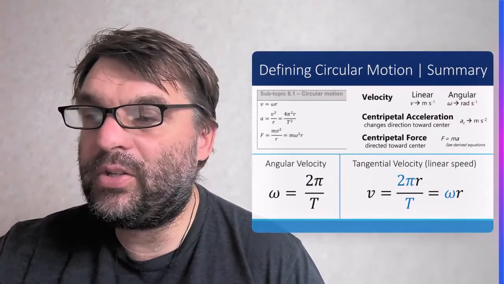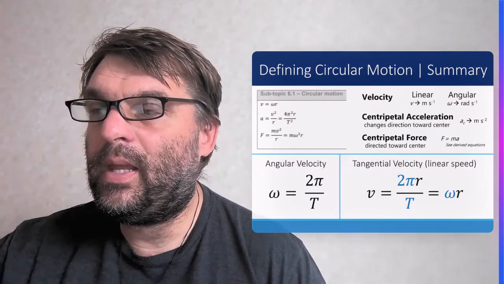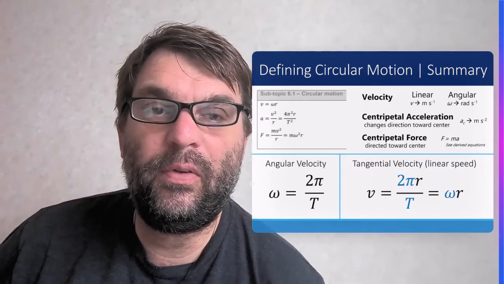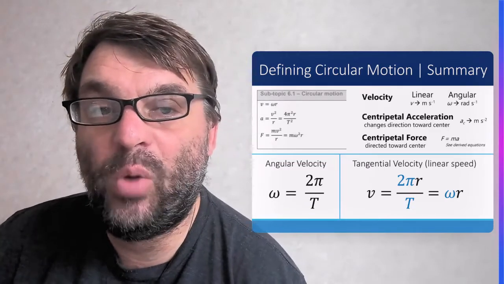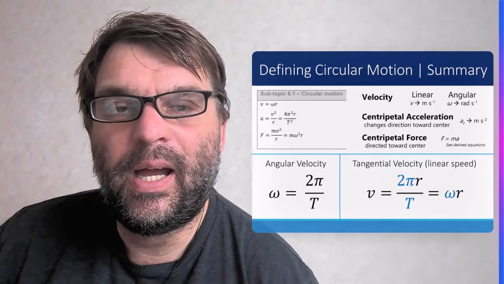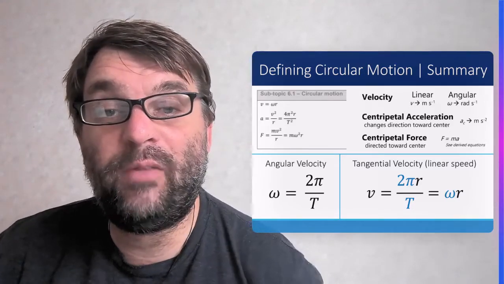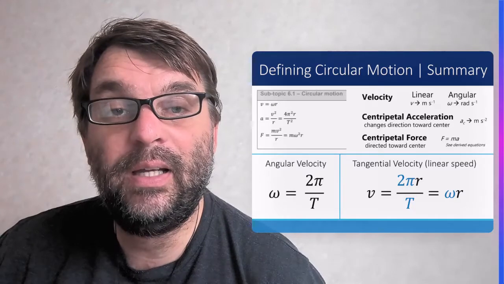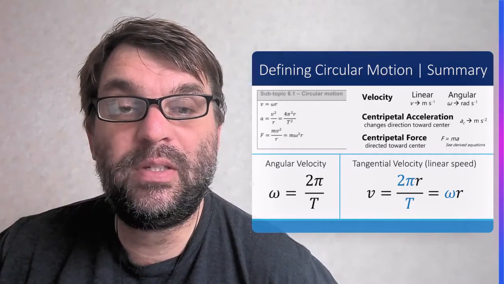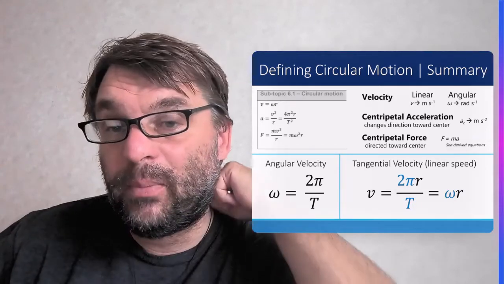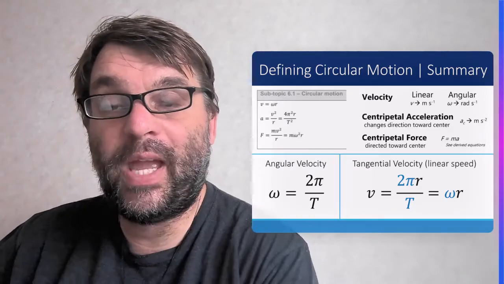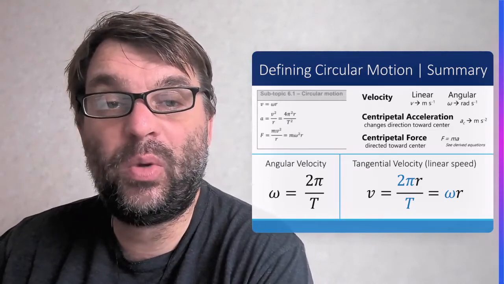Just to summarize, you've got the different equations of circular motion. Velocity equals omega r, omega being the angular velocity. Acceleration equals both v squared divided by r and also 4 pi squared r divided by the time period squared. Force equals mv squared divided by r, which through substitution can be transformed to incorporate angular velocity: m omega squared r.